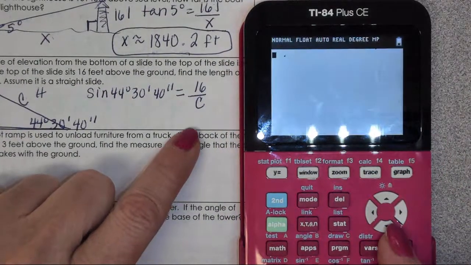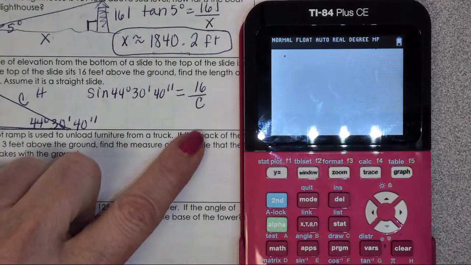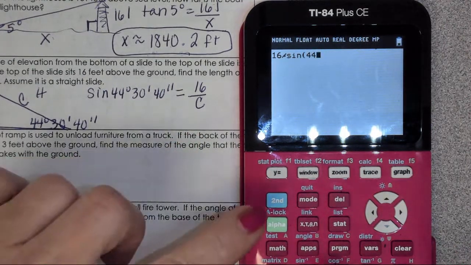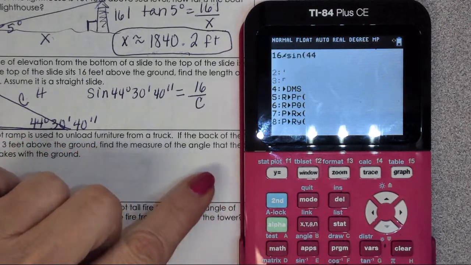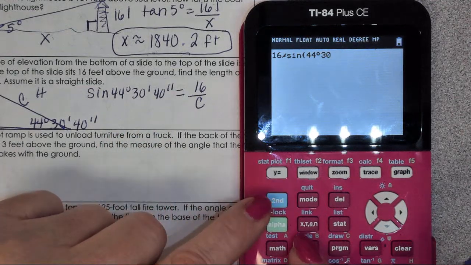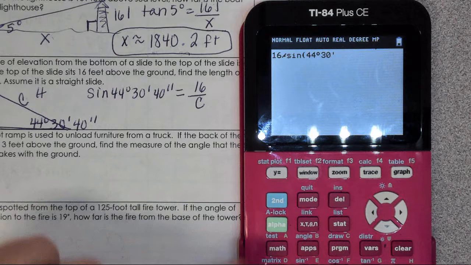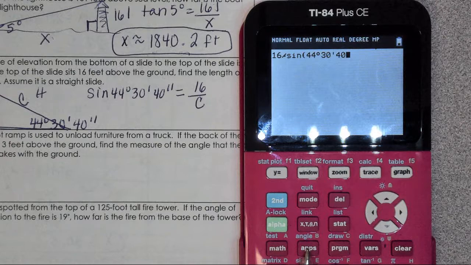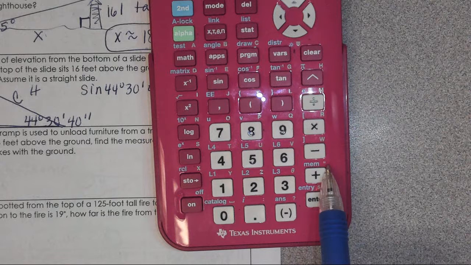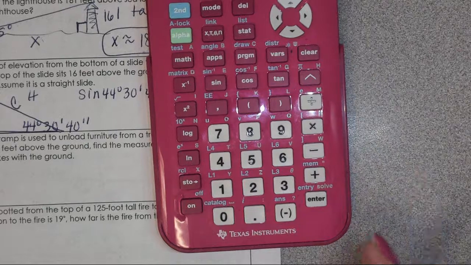All right, so I know that I can just switch these two. So it's going to be 16 divided by the sine. Now watch this closely how you put this in. I have to do 44. I have to go under angle to get degrees. Now I have to do 30, and I have to go under angle to get my minutes. But here's where it gets weird. If I want to do 40, under angle there's no seconds. It's so strange, I don't know why they did this. Seconds is here above the plus sign. See how seconds is right there, the double apostrophe?